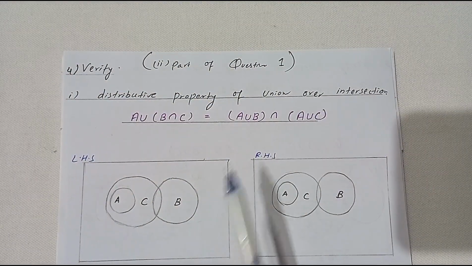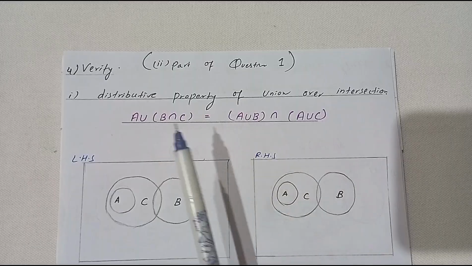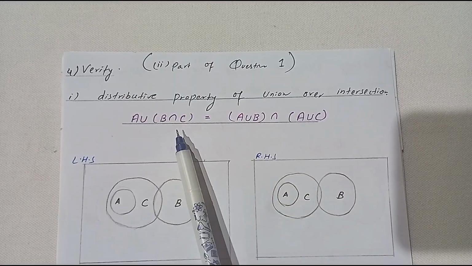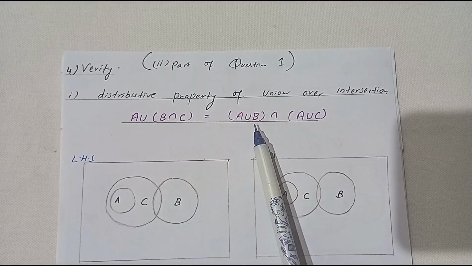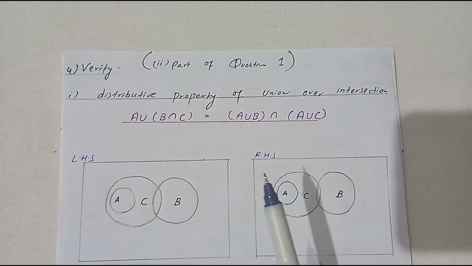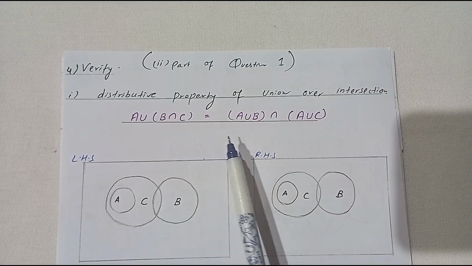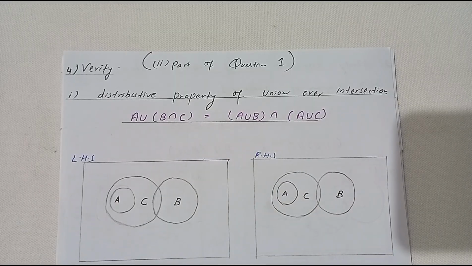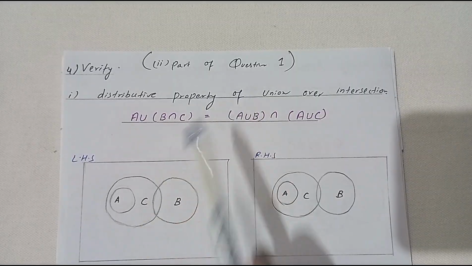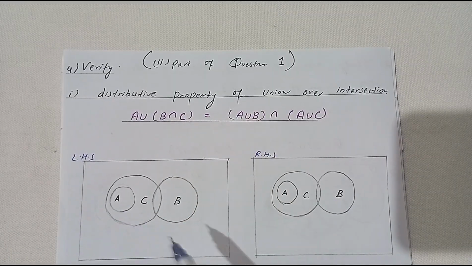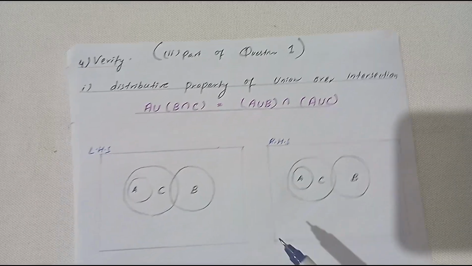The distributive property of union over intersection is that A union (B intersection C) equals (A union B) intersection (A union C). So we shade both the left and right hand side on the second Venn diagram of question number 1, that is left hand side and right hand side shading.